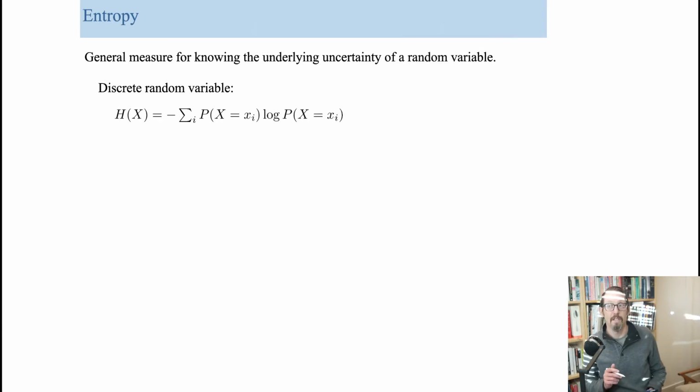All right, let's make this mathematically formal. So for discrete random variables, we can define the Shannon entropy as the summation for all the data points. Okay, that's what we're doing here. It's a summation of all the data.